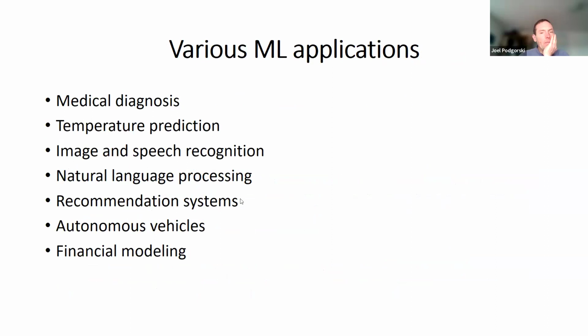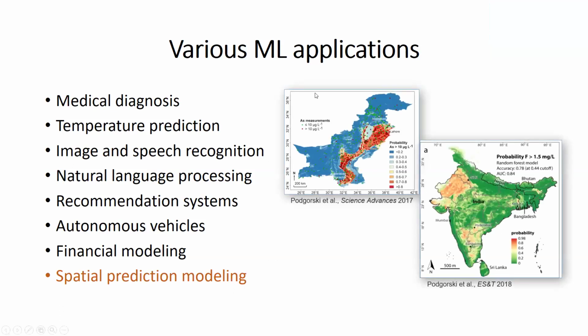Okay. Various machine learning applications. Medical diagnosis, looking at images, trying to find patterns in medical images, for example. Temperature prediction, image and speech recognition. We keep encountering this more and more in the world today, right? But these are big fields. Natural language processing, recommendation systems, autonomous vehicles, which apparently are coming up quickly. Financial modeling. Let's see, and spatial prediction modeling. So this stuff that I'm working with.